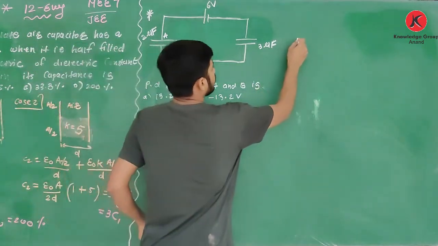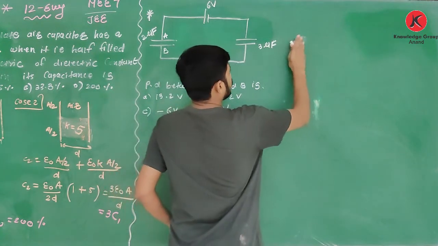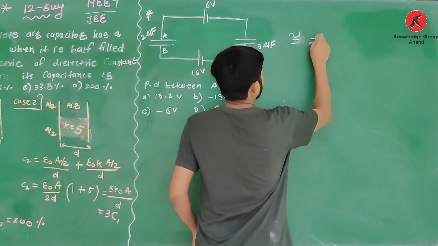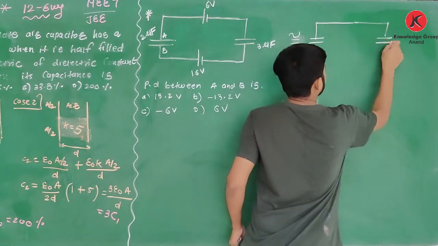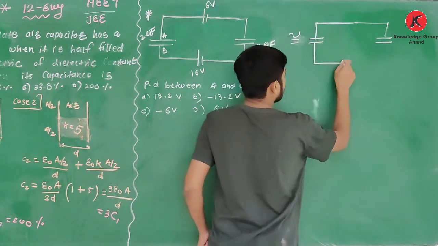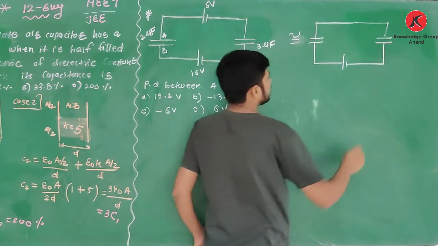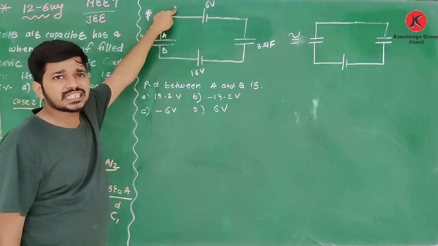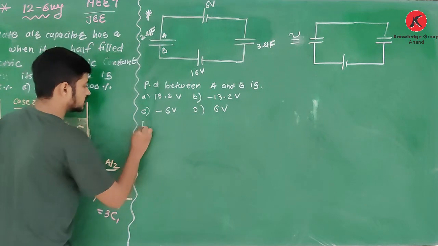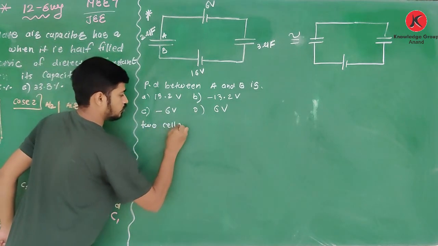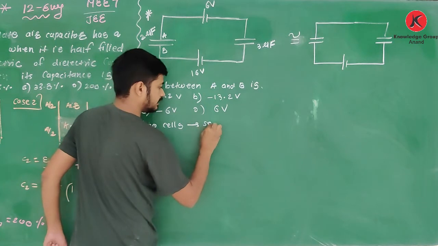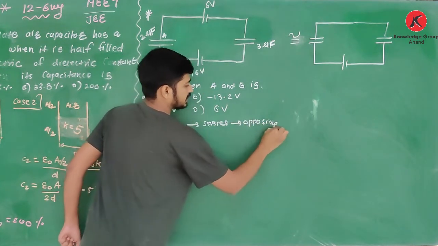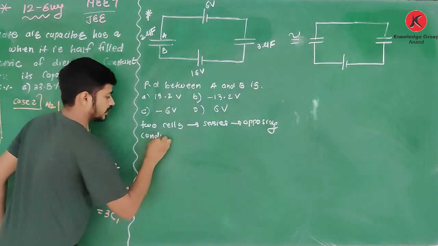And I can draw one figure like this: 2 microfarad capacitor, 3 microfarad capacitor, and only one battery. Now, why am I drawing only one battery? It is 16 volt and it is 6 volt. They are in series connection in opposing condition. Two cells are connected in series opposing condition.